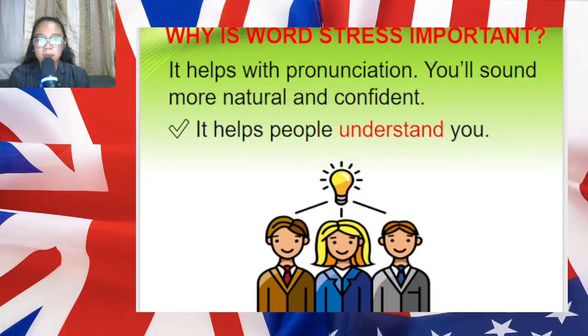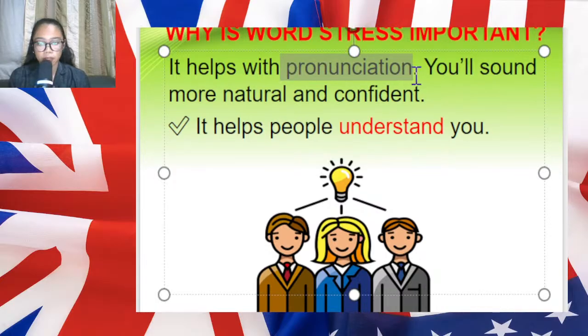Okay, let's break it down into different benefits. Let's start with the first one. First, proper word stress helps improve your pronunciation. When you use the correct rhythm, your words sound more natural and your speaking becomes smoother. You won't need to overthink every word. You'll start to feel the rhythm and trust your instinct. That's why word stress really helps with pronunciation. It's fundamental, as I said earlier. Second, you'll sound more natural and confident.